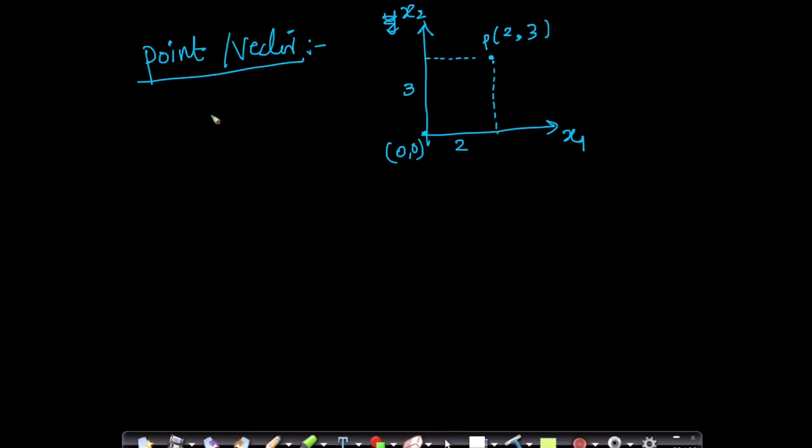I represent a point basically using a vector. So I can write my P to be a two-dimensional vector, right? I write my P to be a two-dimensional vector with components 2 and 3. Just note the terminology that I'm using. This is called the component of a vector. This is called the x1 component, and this is called the x2 component of your vector.